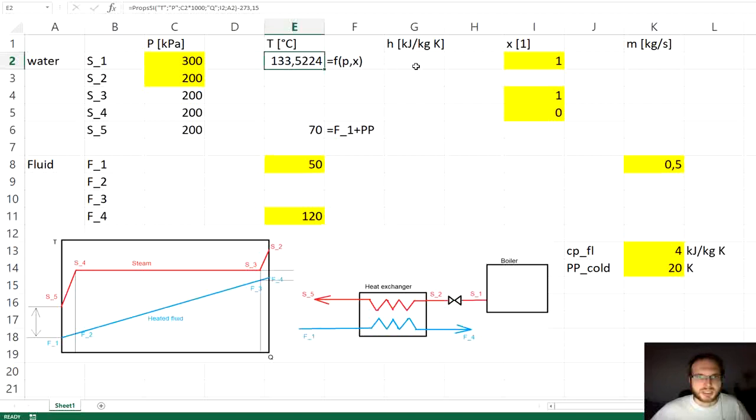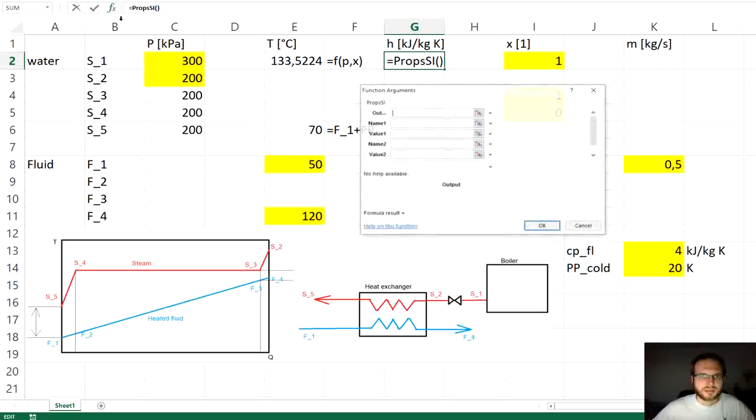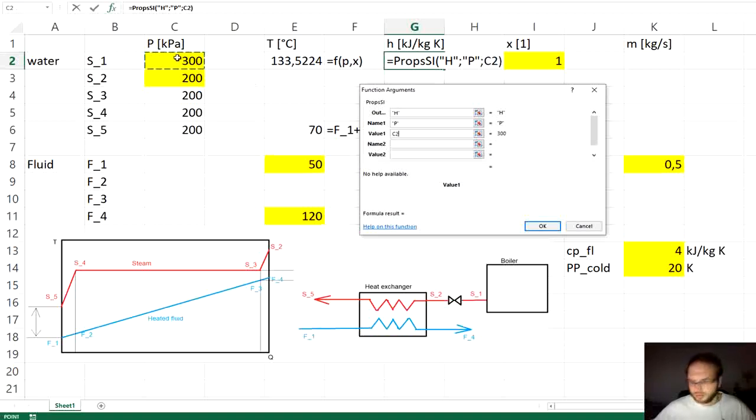So this was the temperature. Similarly, we can get the enthalpy of the steam at the point S1. So again, props SI with the output parameter now being enthalpy, which is denoted H, and the input parameters can be again the pressure and quality over here, and the fluid is water.